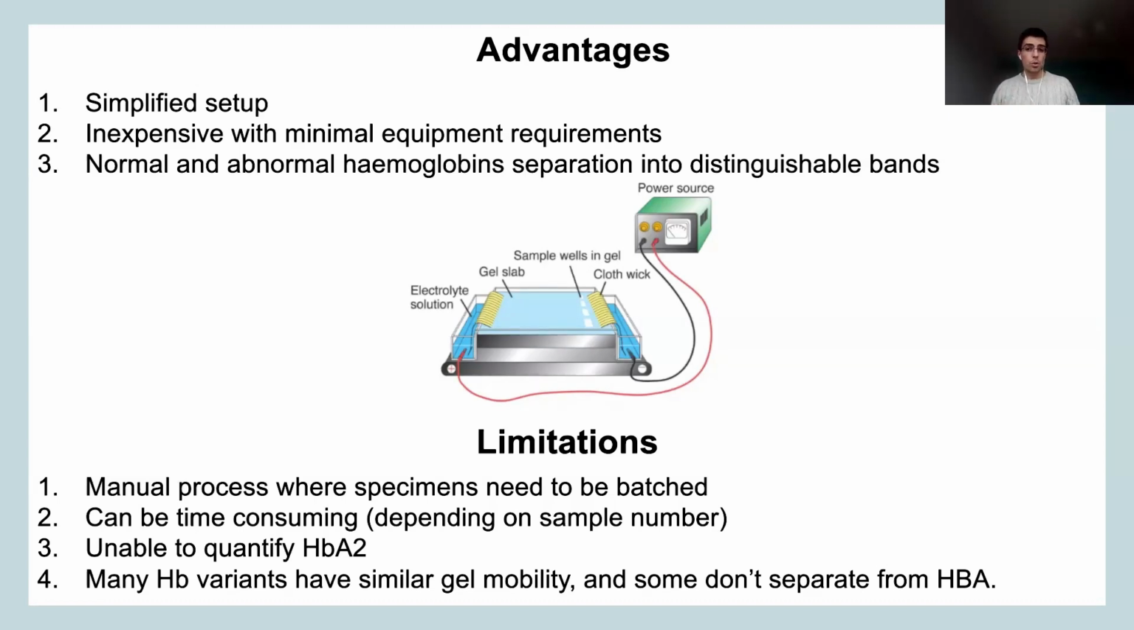It can be time consuming. Obviously, being a manual process, you need to prepare one patient at a time to be dispensing and then running it and then to read the gel. It might take a while if you have a lot of samples to process. So therefore, that's something that needs to be taken into account when looking into this technique as a way to separate the hemoglobins. Definitely these days it is very important to measure the hemoglobin A2 for beta thalassemia diagnosis.